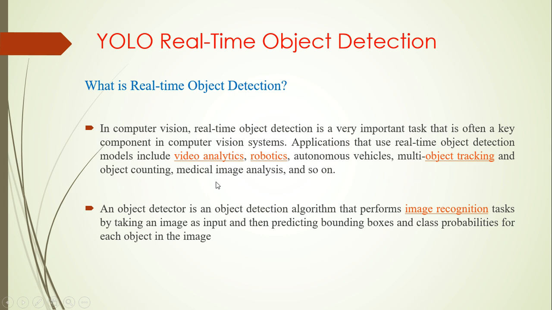An object detector is an object detection algorithm that is helpful to perform image recognition tasks by taking an image as the input, and also helpful for predicting the bounding boxes and class probability for each object in the image. Let's say if I have an image, there will be three objects. These three objects are bounded by boxes. That means every object will be surrounded by bounding boxes, and there will be a class probability, for example 0.27, 0.87, and so on. It will be possible with the help of YOLO V7 here.